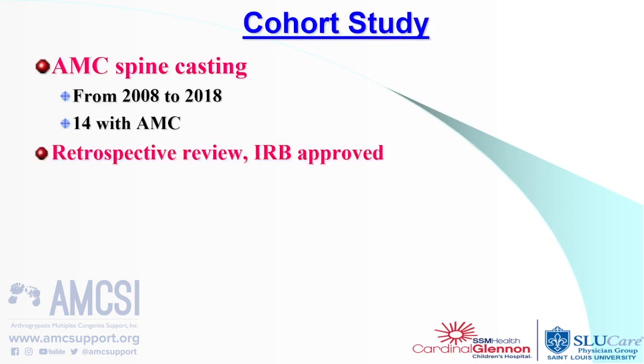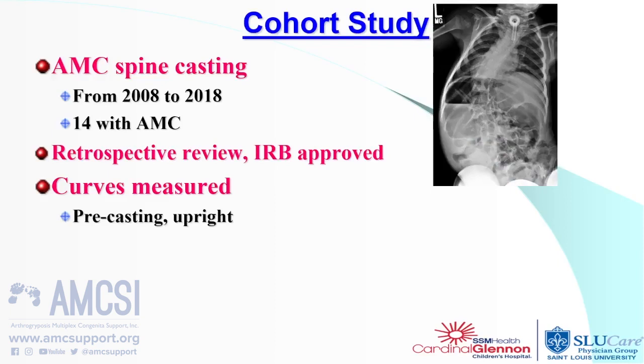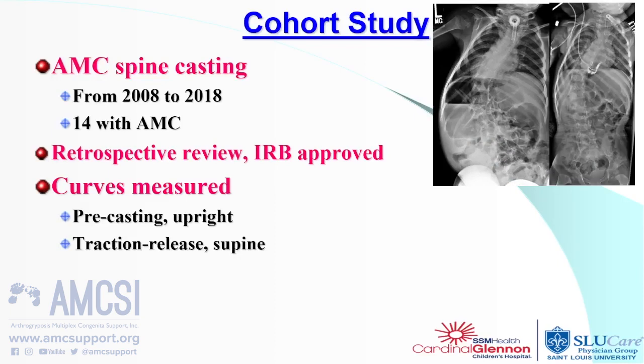And so we looked back at 14 kiddos with arthrogryposis we had casted over a span of time, looking at those that we had some follow-up on. And we looked at what the curve size was before we casted, and what it was when we did the traction release film, which gives us an idea of how flexible the curves are. Essentially, we pull on the arms and legs and let them go, and then take an x-ray while they're asleep. And that gives us an idea of how flexible that curve is.